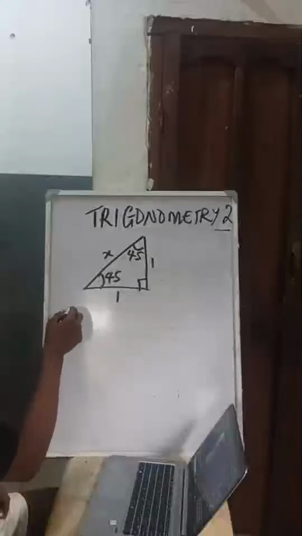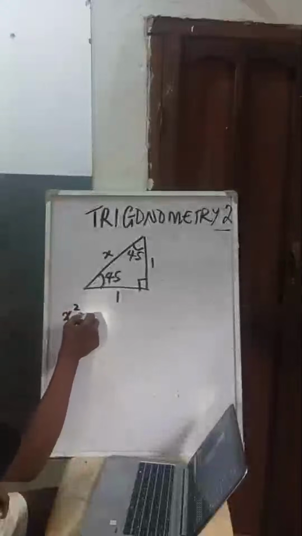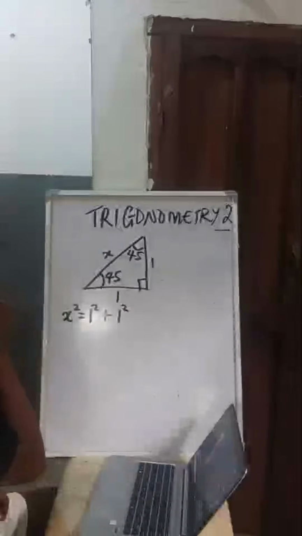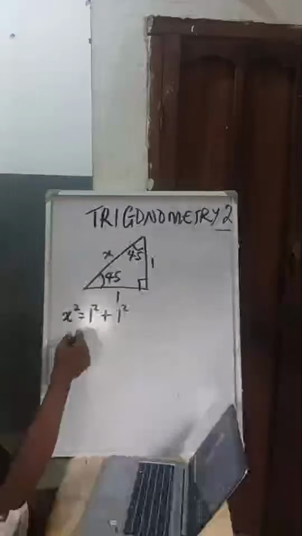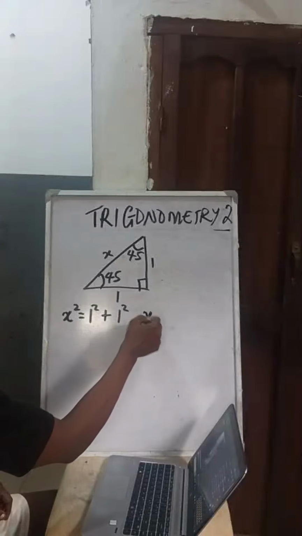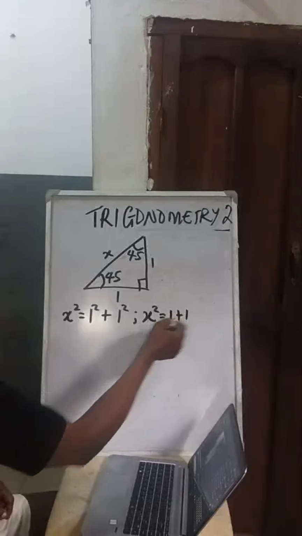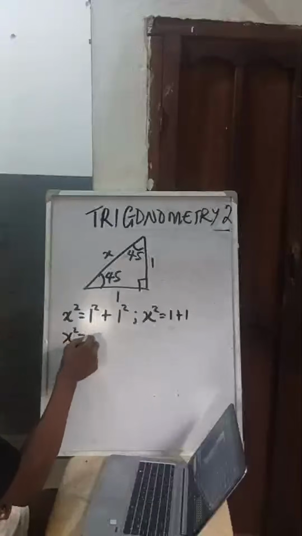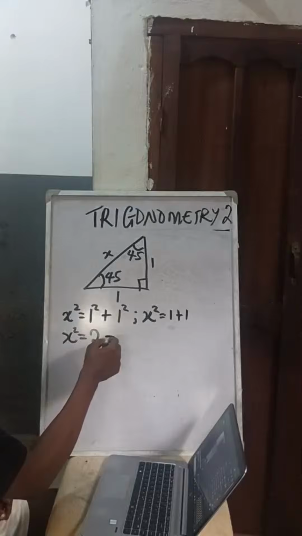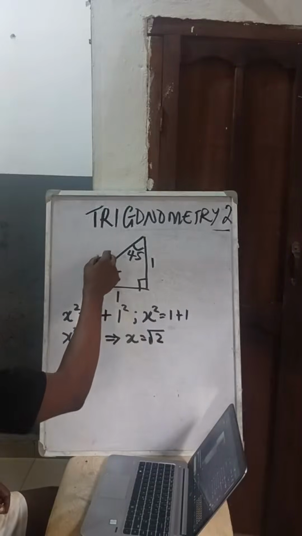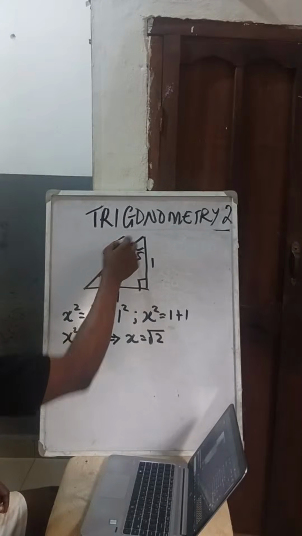Applying Pythagoras theorem, x squared is equal to 1 squared plus 1 squared. Okay, from here, you will now find out that x squared is equal to 1 plus 1. X squared is equal to 2, which implies that x is equal to square root of 2. So you have that here is square root of 2.